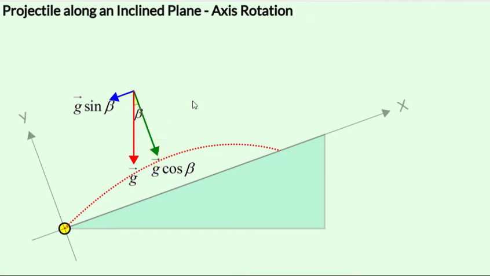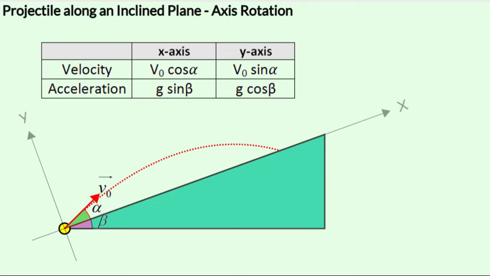And as you can see, the component along the x-axis will be g sine beta, which would point in the opposite direction to the initial velocity vector Vx. And the component along the y-axis will be g cos beta, which would point in the opposite direction to the initial velocity vector Vy.